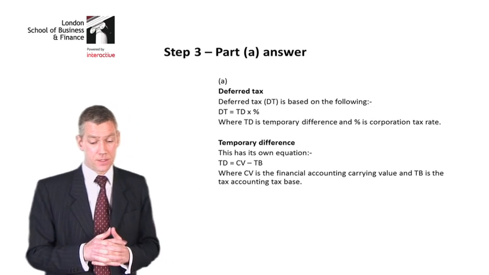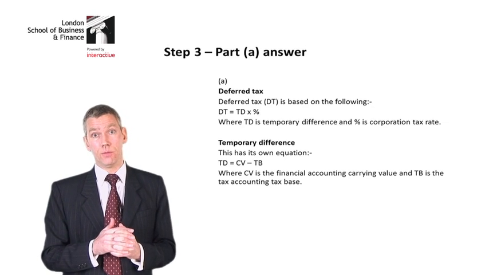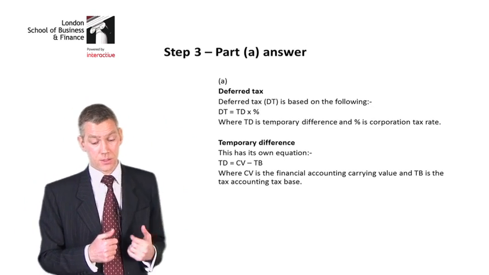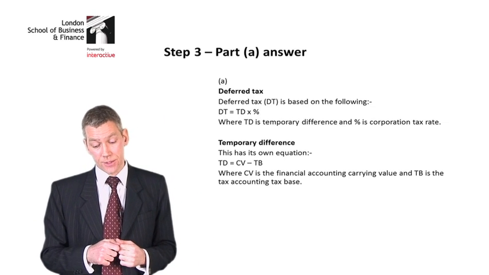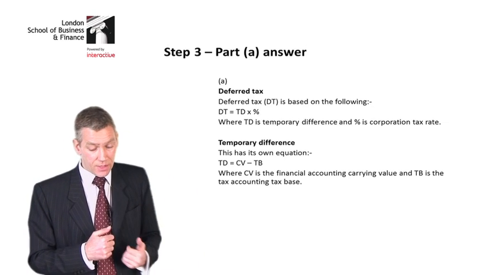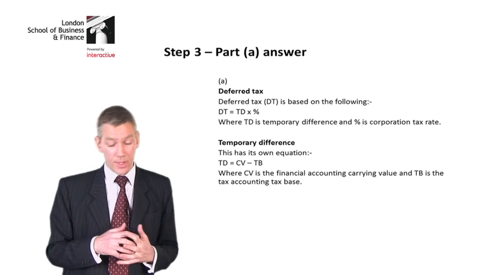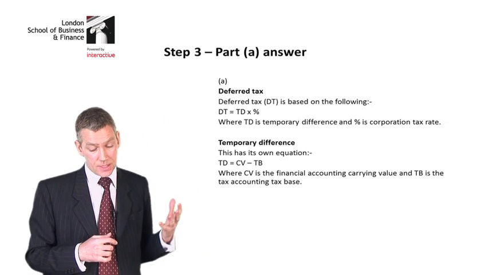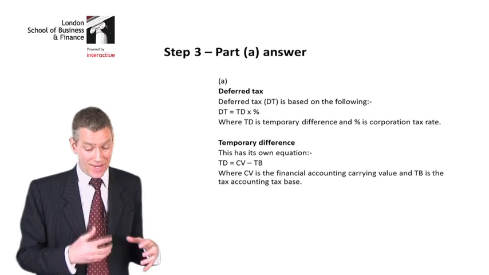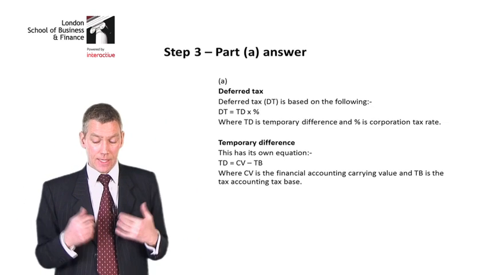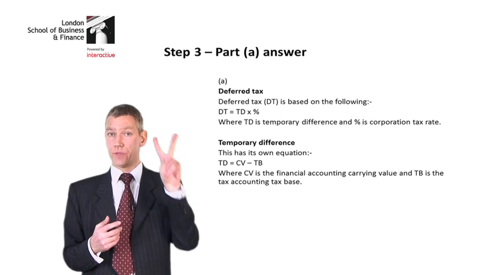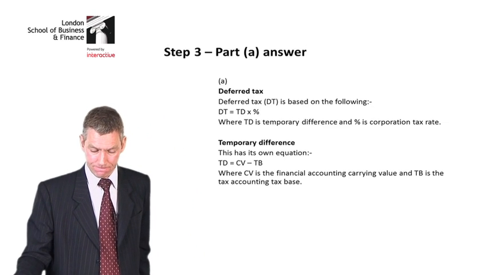So, deferred tax. Deferred tax is based upon the following. DT is TD multiplied by percentage, where TD is the temporary difference and the percentage is the corporation tax rate. Basic knowledge. Temporary difference, this has its own equation. TD = CV - TB, where CV is the financial accounting carrying value and TB is the tax accounting tax base. So basic knowledge for 2 marks to start with.